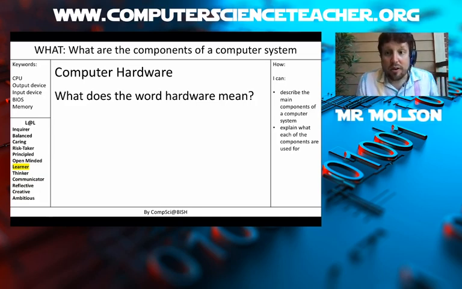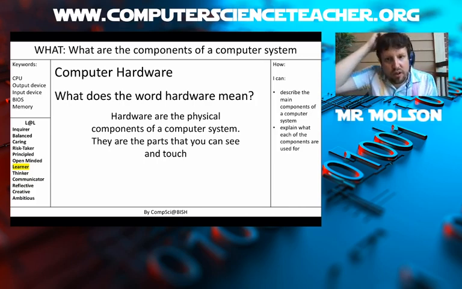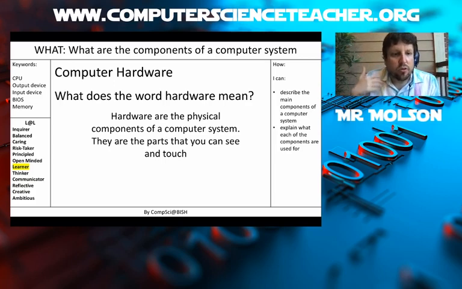Hopefully you've had a think about what hardware means. I don't know what you've come up with, but this is what I have come up with. Hardware is defined as the physical components of the computer system. They are the parts that you can see and that you can touch. We've already met some of those hardware components, haven't we? We talked about mouse, keyboards, monitor. All of those are pieces of hardware that make up a computer system. The hardware components are the bits that you can see and you can touch.